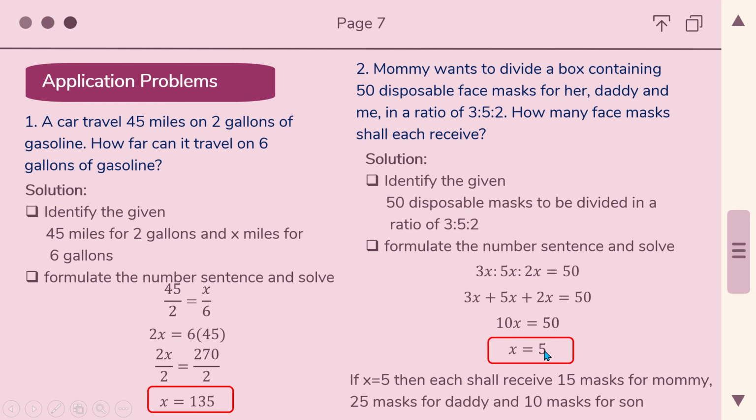When x is 5, so for mommy, the ratio there is 1/3, no? So what is 1/3 of 50? That is exactly 15. Then for daddy, it is 1/5. So what is 1/5?